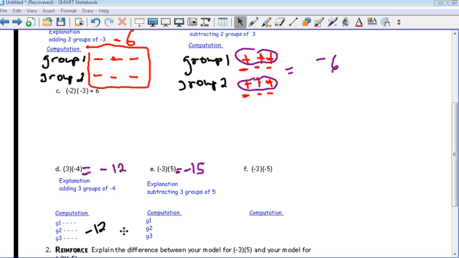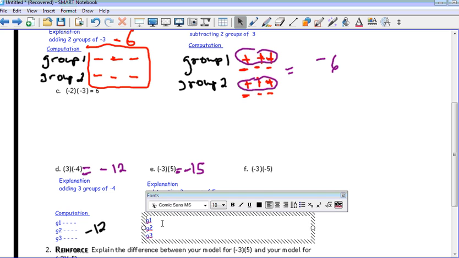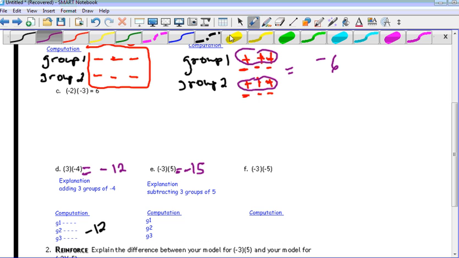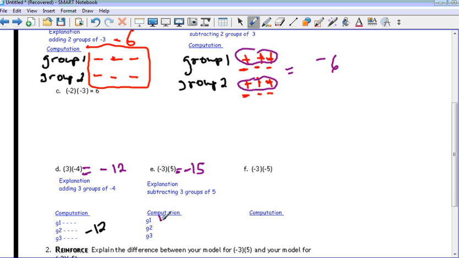Alright, so we're subtracting 3 groups of 5. So here's my computation. I got my 3 groups, but I need to have 5 in them, and we're subtracting. So the way that this is going to work is this. In group 1, I'm going to have 5 0 pairs. So I have positive and negative, positive and negative, positive and negative, positive and negative. And I'm going to draw this for each group.